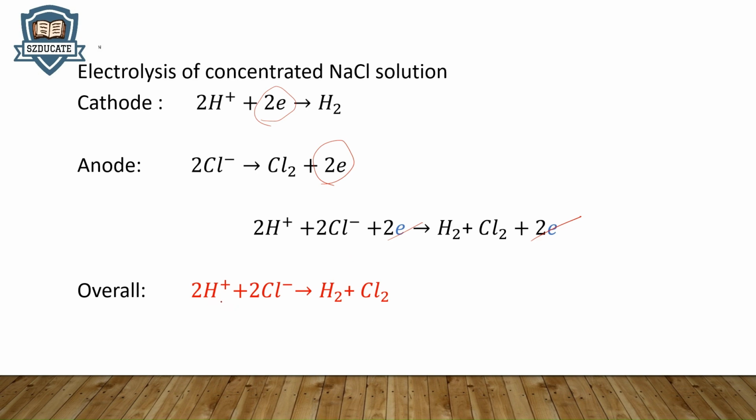So we just keep it as H+ and Cl-. And on the right side, you have H2 and Cl2. These are the gases that are produced. And this is your overall reaction. Of course, as a precaution, always check that it's balanced. All right, this is what you need to do for any kind of equation, be it chemical equation or ionic equation. Always ensure that it's balanced.